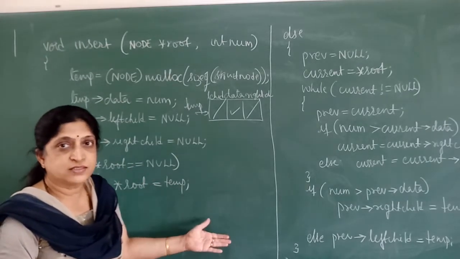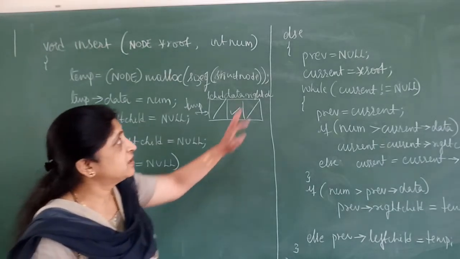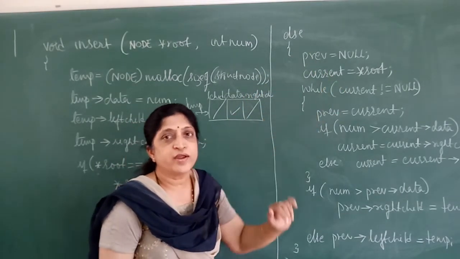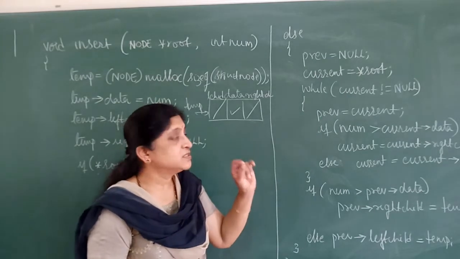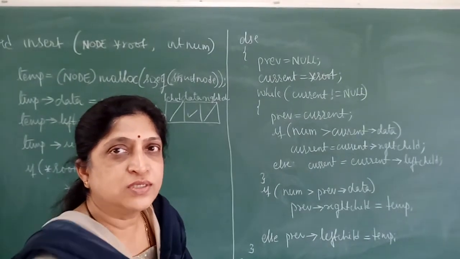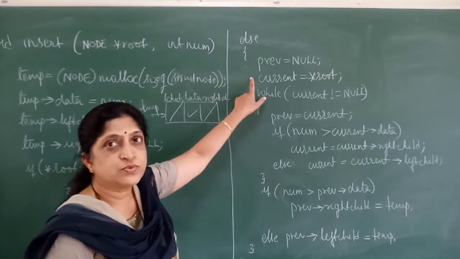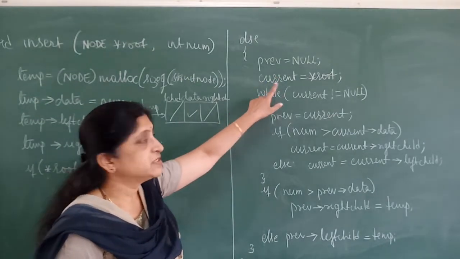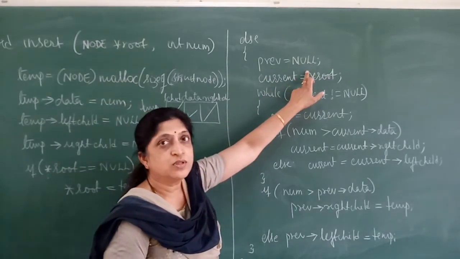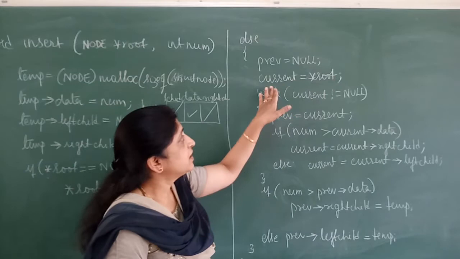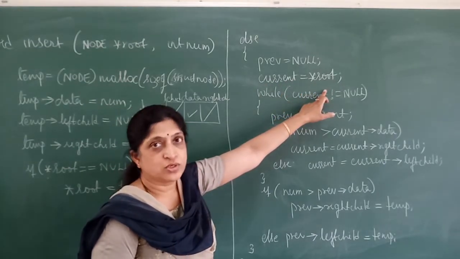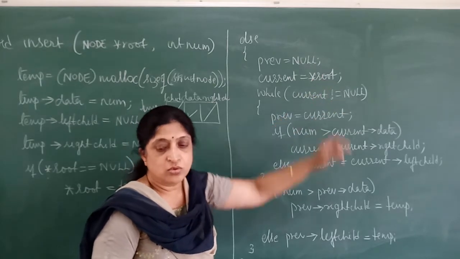If the tree already exists, that means the tree is not empty, then the control goes to this else part. Here I have to find a location to insert a node. For that, I am using two pointers: one is the previous pointer, the other one is the current pointer. I am initializing the previous pointer to null. Then the current pointer I am assigning to root, the current root node.